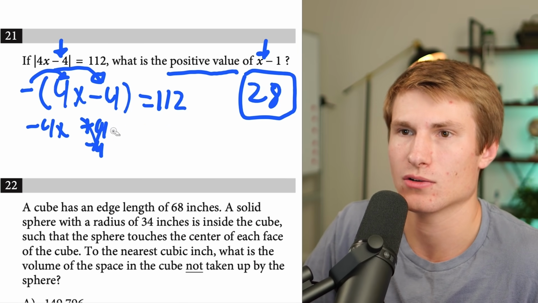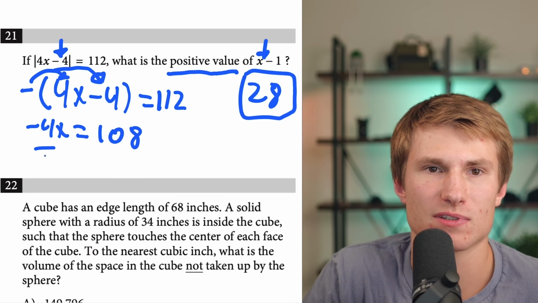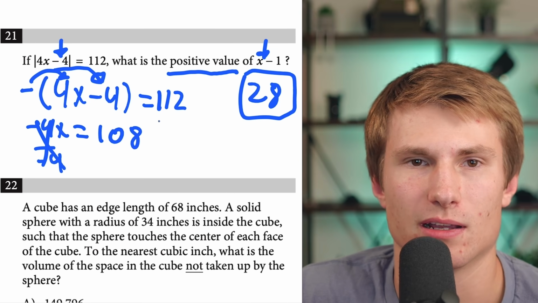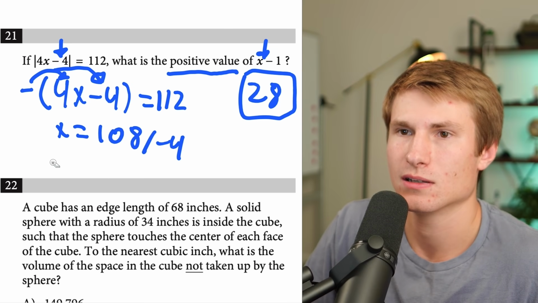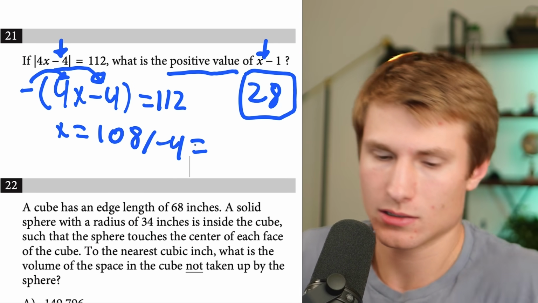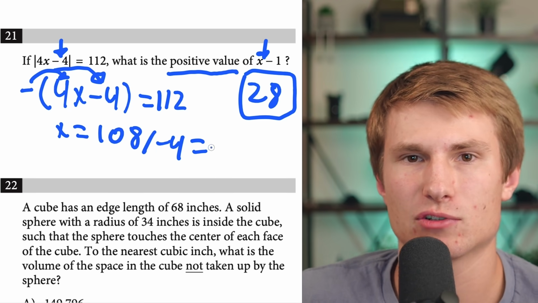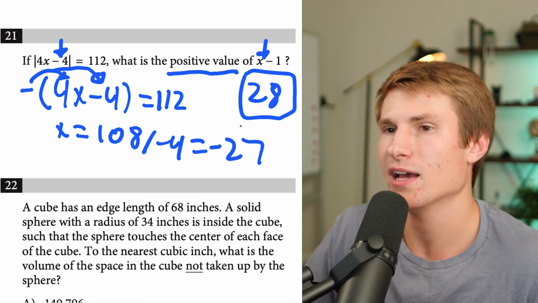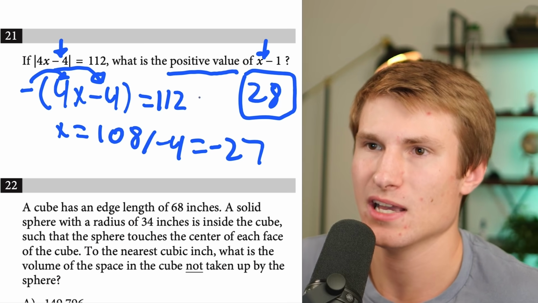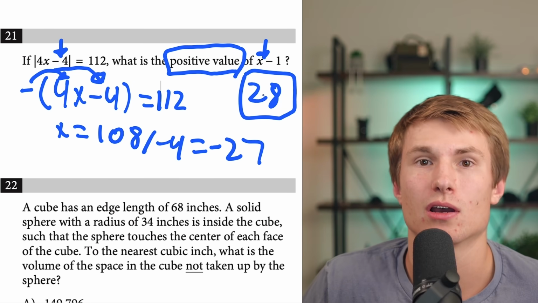I'm going to write that neater. Negative 4x is equal to 108. We divide both sides by negative 4. We see that x equals 108 divided by negative 4, which in our calculator gives us negative 27. In that case, negative 27 minus 1 is negative 28. That is not a positive solution, which is why our answer has to be 28.